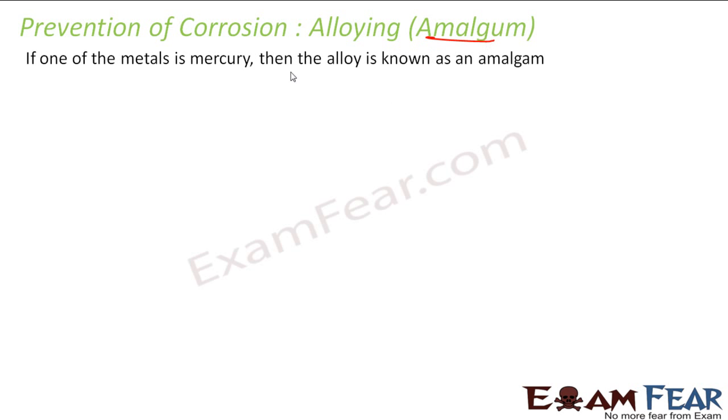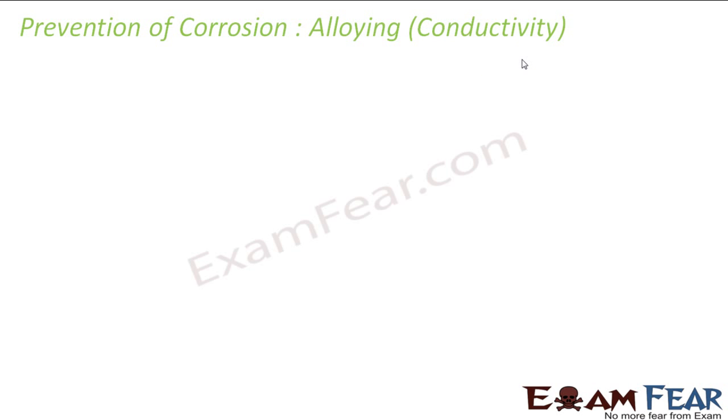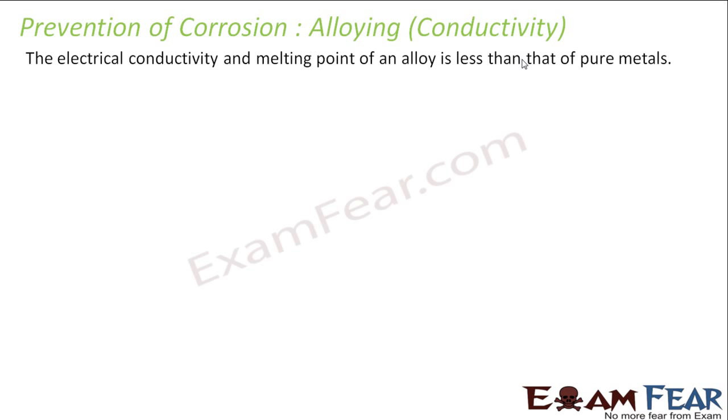So we have a new term called amalgam. What is amalgam? If an alloy has mercury in it, it is called amalgam. Even if you put 1% of mercury, that alloy is called amalgam. So just a term we should know. Now, conductivity of alloy is generally less than pure metal. Just please note, it is generally less than pure metal.